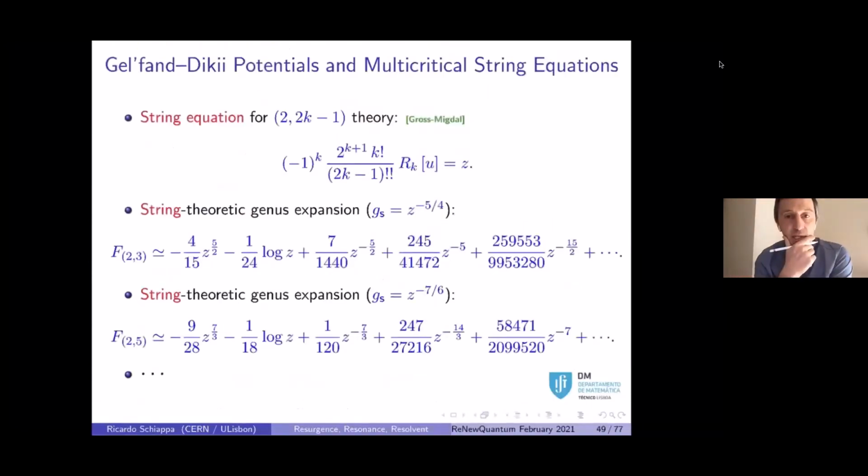Anyways, as I was saying, now we can write down string equations for the arbitrary k theory. That's just the normalization, which is adequate. That's the Gelfand-Dikii R_k. I'm sorry, sometimes I call it k, other times not. And z, of course, will be related to the string coupling g_s, with different powers, different scalings for the different problems. And these are again the F_{2,3} and F_{2,5} free energies that I showed you in the first slides, where I was trying to motivate what I wanted to do. And we can now compute these things for arbitrary k.